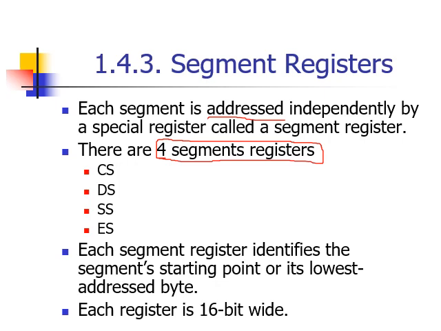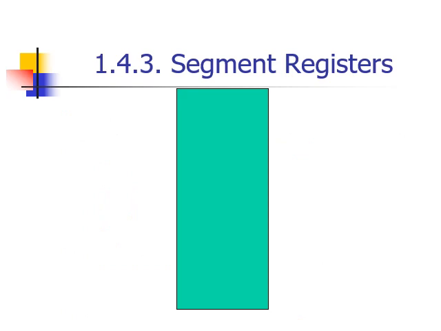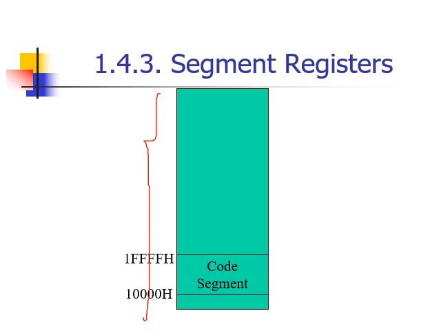Okay, each one of these four registers is a 16-bit wide register. So CS, DS, SS, and ES are all 16-bit wide registers. This is the total memory of your 8086, 8088 system. It is divided into different segments, four of which are active at a time. The code segment, this is the range of a code segment. All right, this is the code segment register.